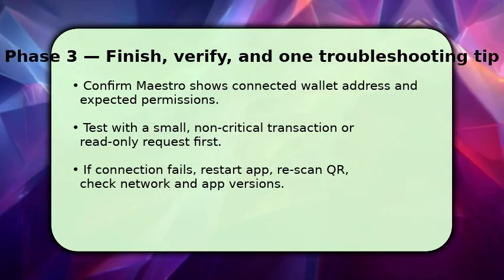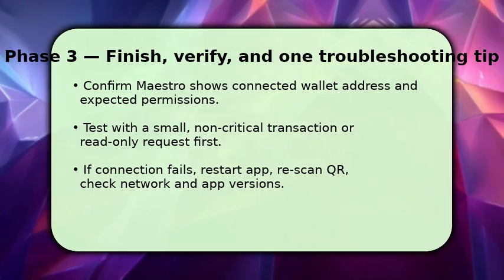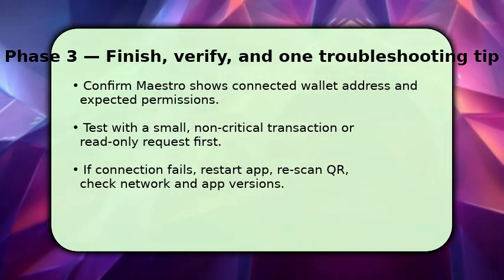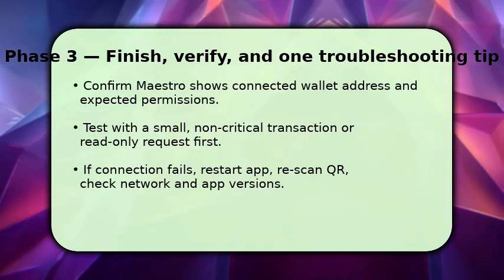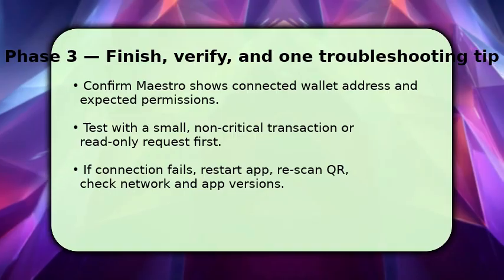If something goes wrong, first restart Trust Wallet and Maestro, then rescan the QR or reopen the deep link. Check your mobile network and app versions. If errors persist, revoke the session in Wallet Connect and repeat the pairing to reset permissions.